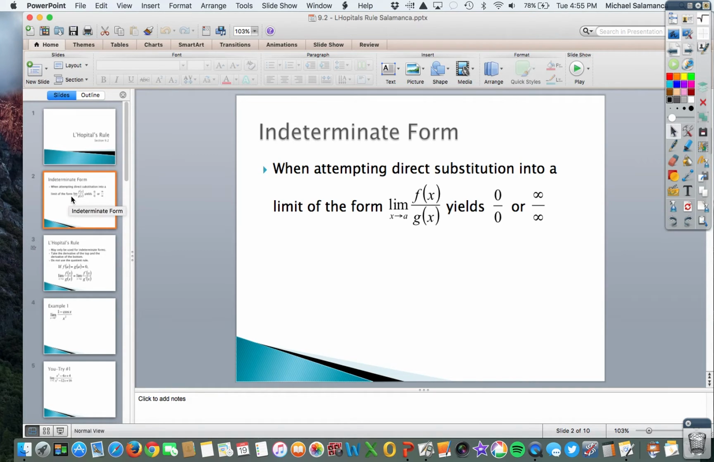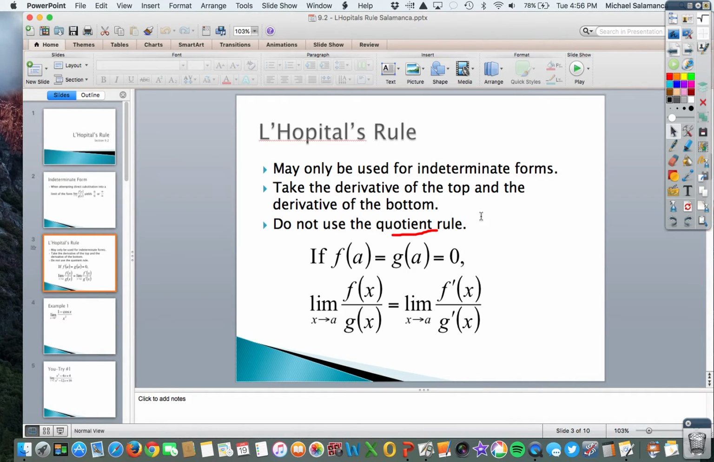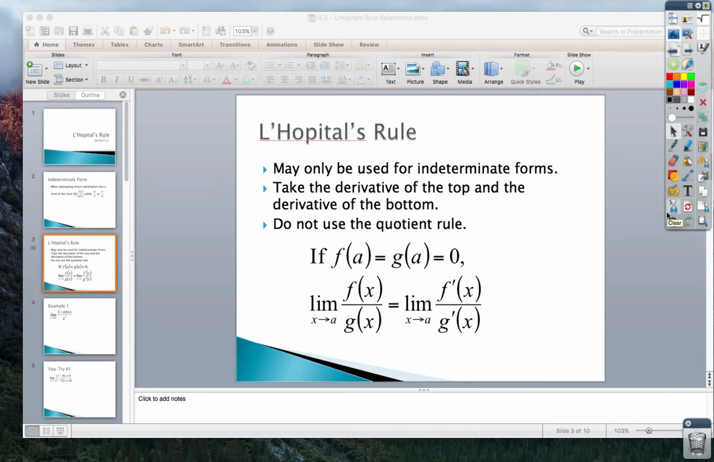Now we use L'Hopital's rule to help us determine limits when we have what's called an indeterminate form. When we attempt a direct substitution into a limit, the limit as x approaches a of f of x divided by g of x, if that ever yields 0 divided by 0, or infinity divided by infinity, we call that the indeterminate form. That makes it really difficult to find these limits because direct substitution doesn't give us anything. So what we use to help us figure these limits out is L'Hopital's rule.